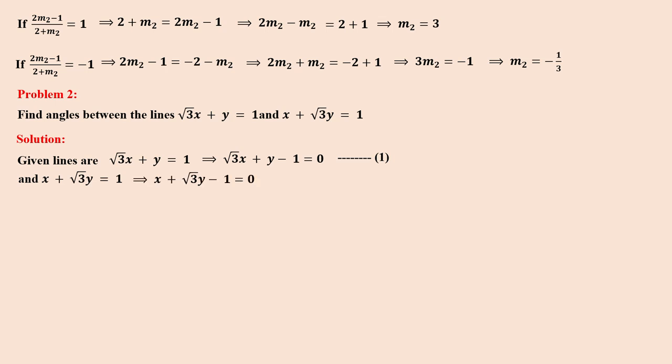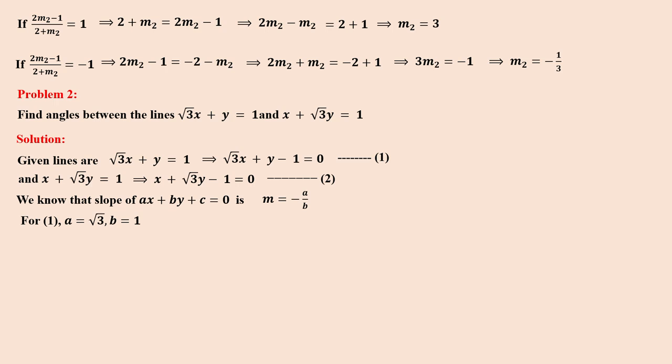This implies x plus root 3y minus 1 equal to 0. That is equation number 2. We know that the slope of ax plus by plus c equal to 0 is minus a by b. Right? That is the formula. m is equal to minus a by b.